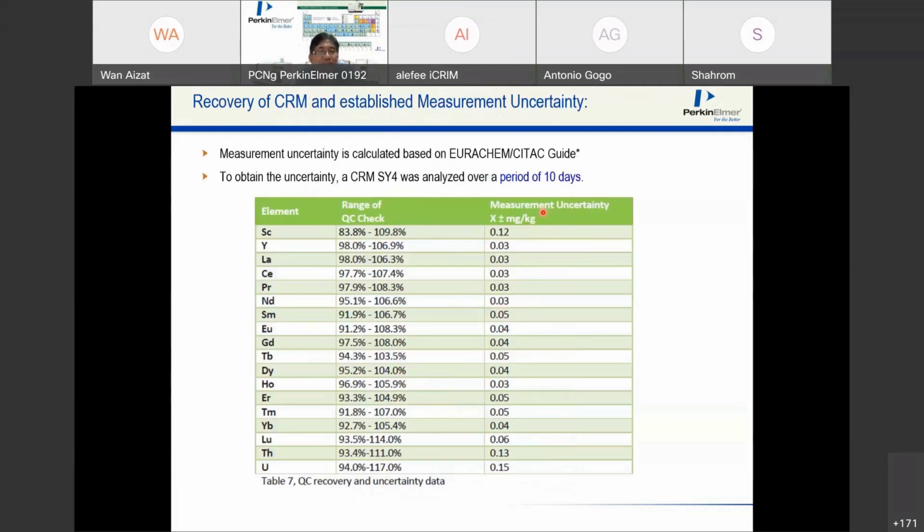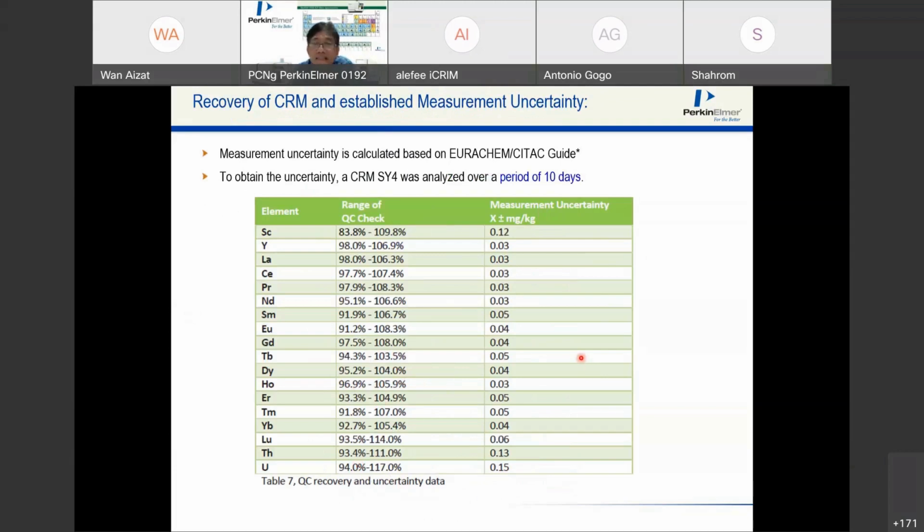So we are also doing maybe the range or the QC check. You look into it, it is within the range across all the rare elements, and we also do the measurement on uncertainty. So this is a measurement on uncertainty. So it's a very good correlation.